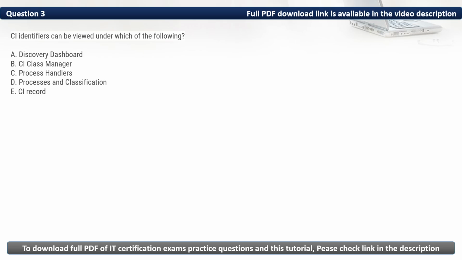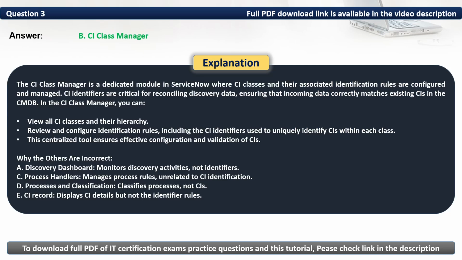As such, CI identifiers can be viewed under CI class managers. Thus, the correct option is B. The CI class manager is a dedicated module in ServiceNow where CI classes and their associated identification rules are configured and managed. CI identifiers are critical for reconciling discovery data, ensuring that incoming data correctly matches existing CIs in the CMDB.